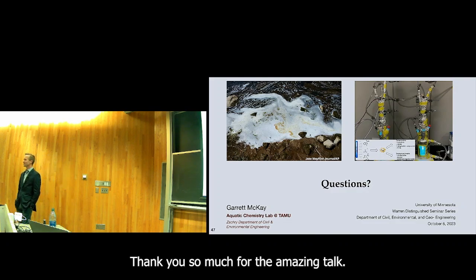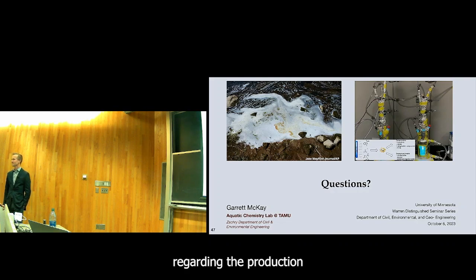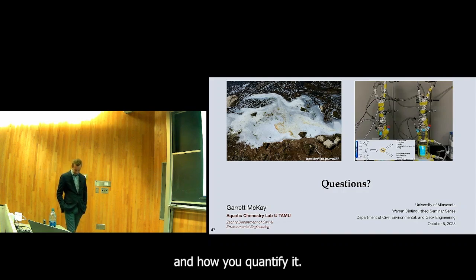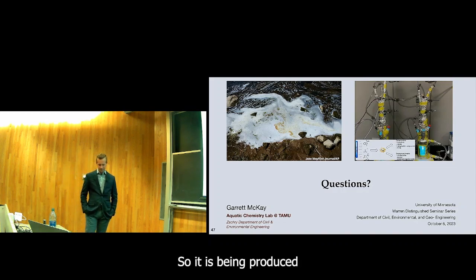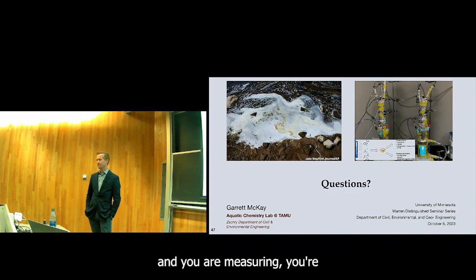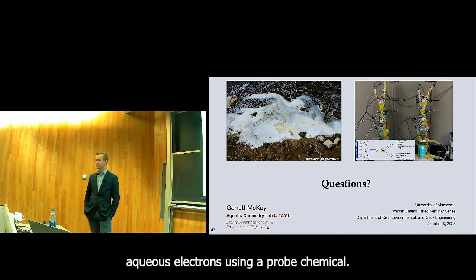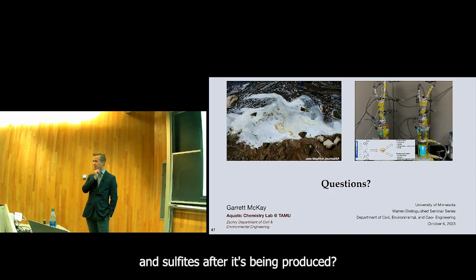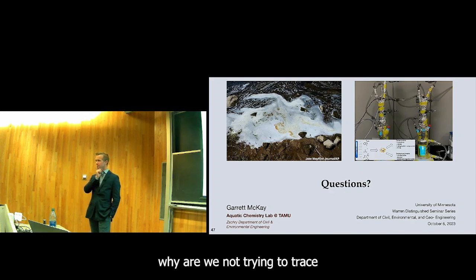Thank you so much for the amazing talk. I had a question regarding the production of the aqueous electrons and how you quantify it. It is being produced from some kind of sulfur species, sulfate and sulfite from what I understood, and you're probing the amount of aqueous electrons using a probe chemical. So if it's being produced from the source, what's happening to the sulfates and sulfites after it's being produced, and why are we not trying to trace the sulfates and sulfites, how they're degrading, as opposed to just using a probe?